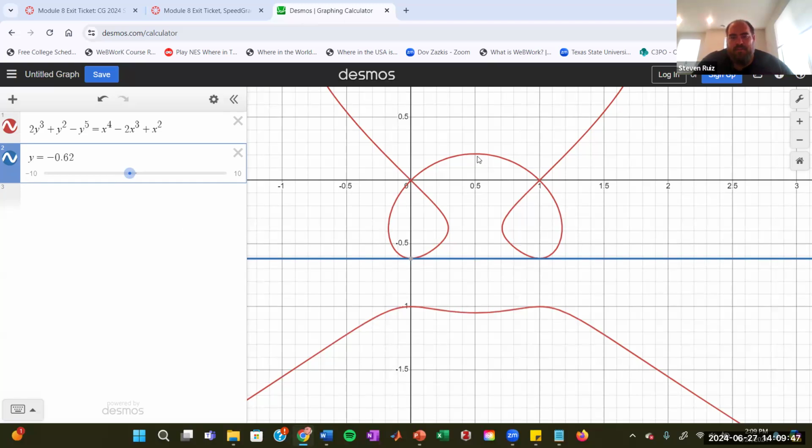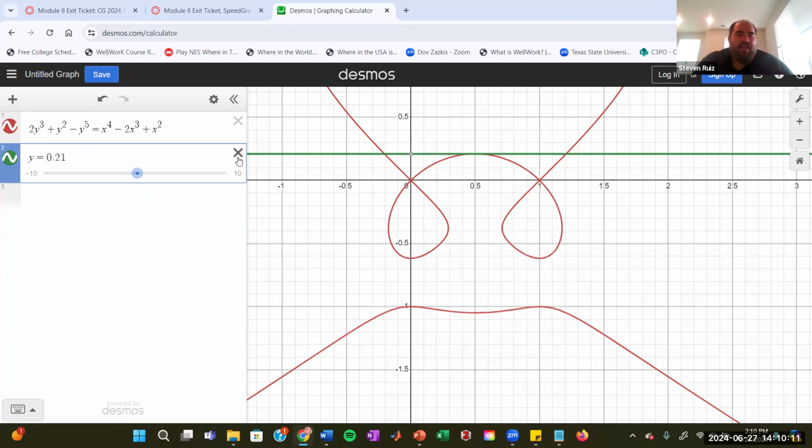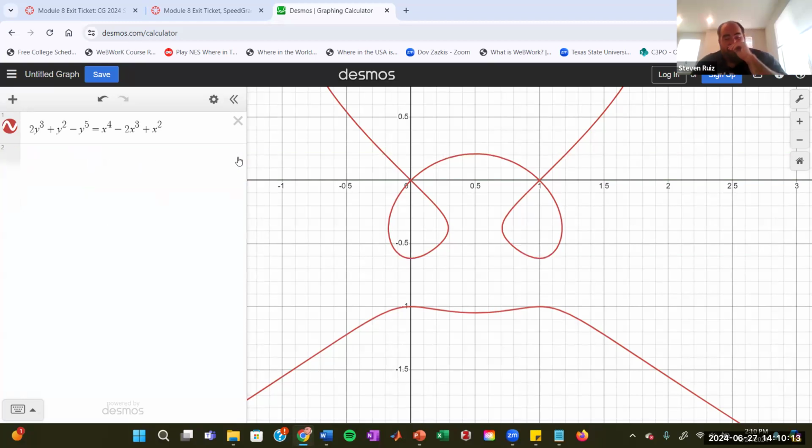What about the other point we said was x equals 1/2? And I think I see that as well. So I have a local maximum here, about where. Let's do y equals 0.21. Yeah, that's pretty good. But I also have a horizontal tangent line here. So I believe that our algebraic work was correct for finding the horizontal tangents.